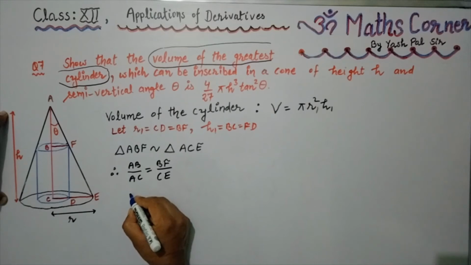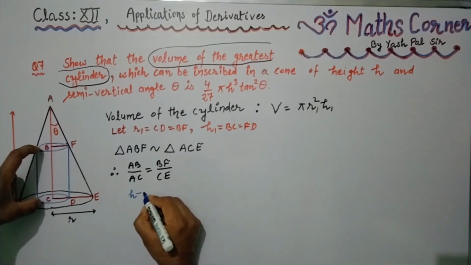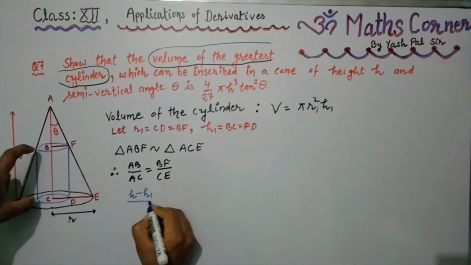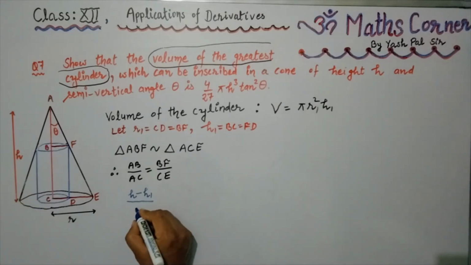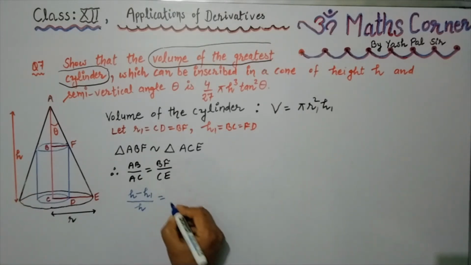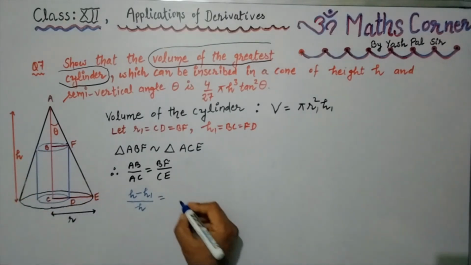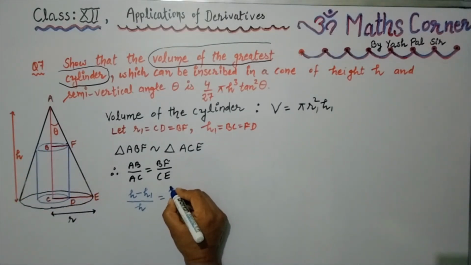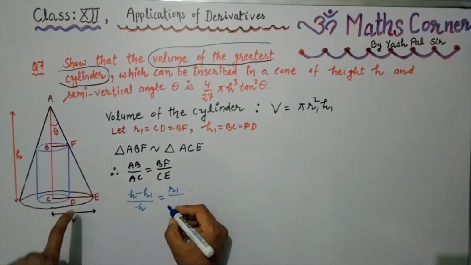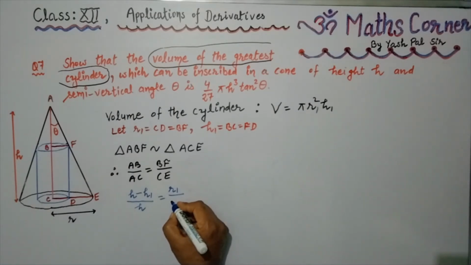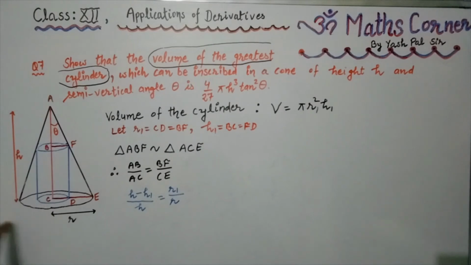Now what is AB? AB means the height of the cone, which is h, minus the height of the cylinder, which is h1, divided by what is AC? AC is the height of the cone, h, which is equal to BF. BF is the radius of the cylinder, this is R1, divided by CE. This is the radius of the base circle of the cone, so this is R.